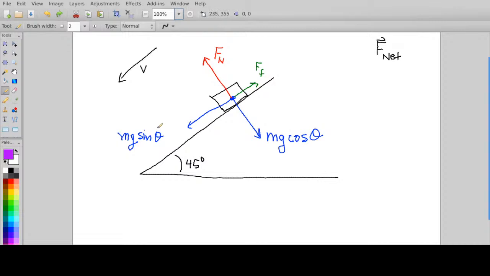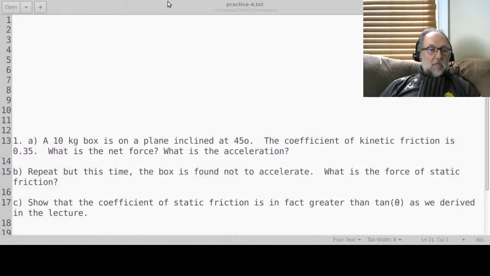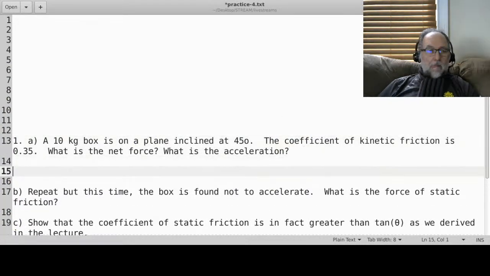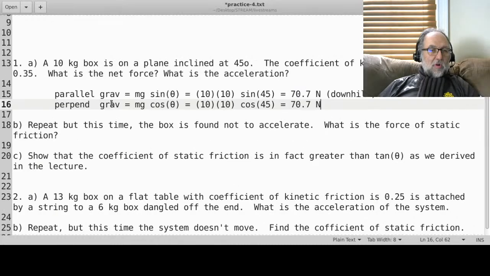And so we've got 4 components here. We've got the gravity parallel, gravity perpendicular, the normal force, and the frictional force. And let's work them out. Actually, let me cut and paste this, because this way I don't waste your time with a lot of typing. All right, so there's 2 parts to the gravitational force.